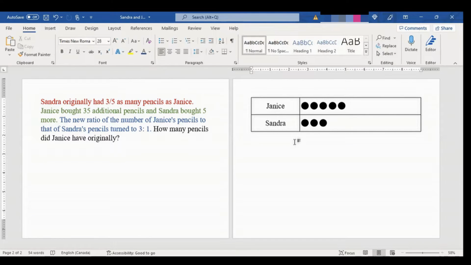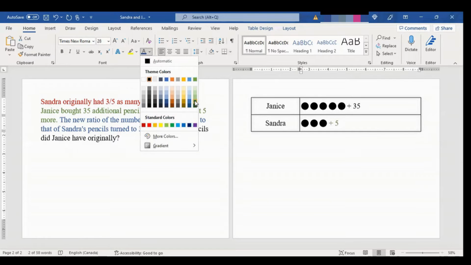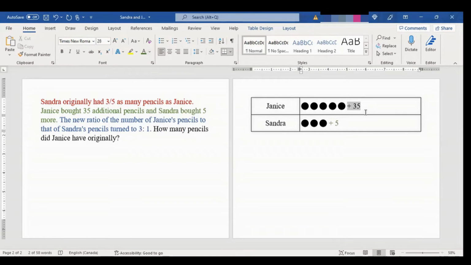Now that we have that, we can move on to the green part of the question, where it says Janice bought 35 additional pencils and Sandra bought 5 more. When we want to do this, we're just going to put plus 35 for Janice and a plus 5 for Sandra. We're going to make them green to indicate that they have bought more pencils. There, now we have our table pretty much filled out.